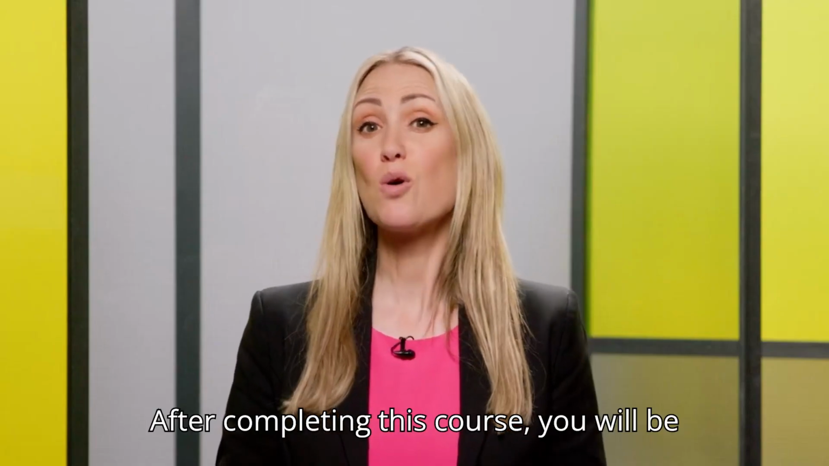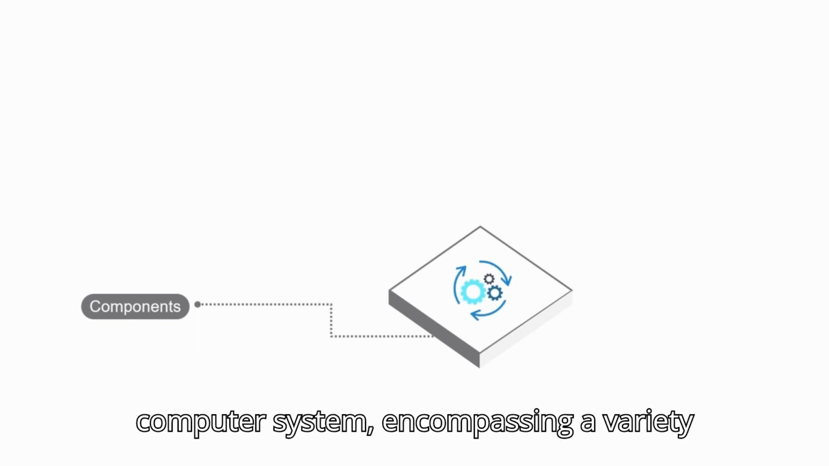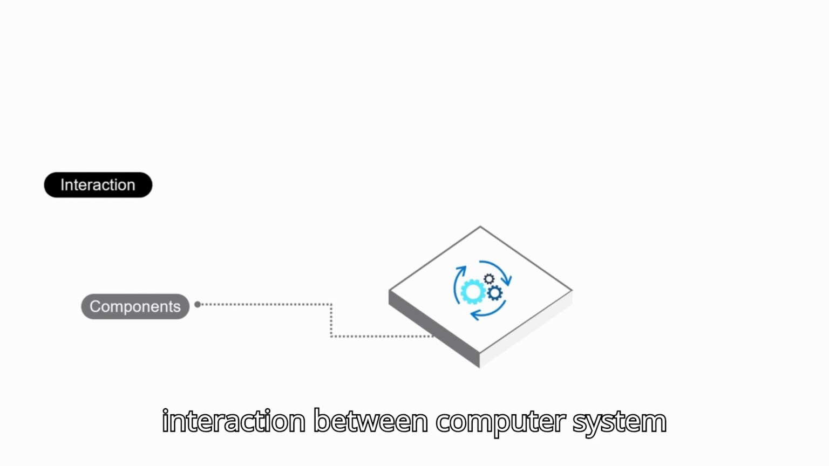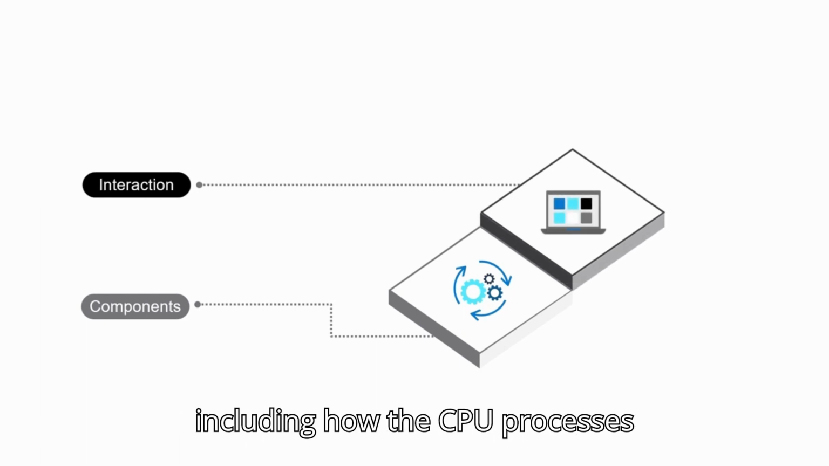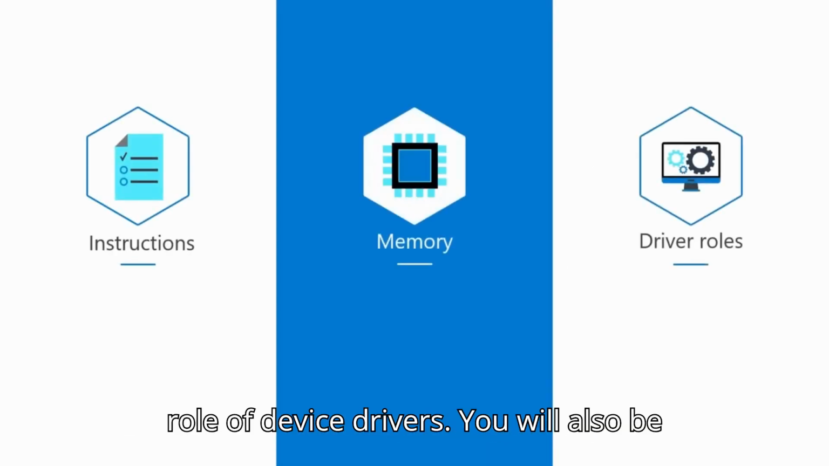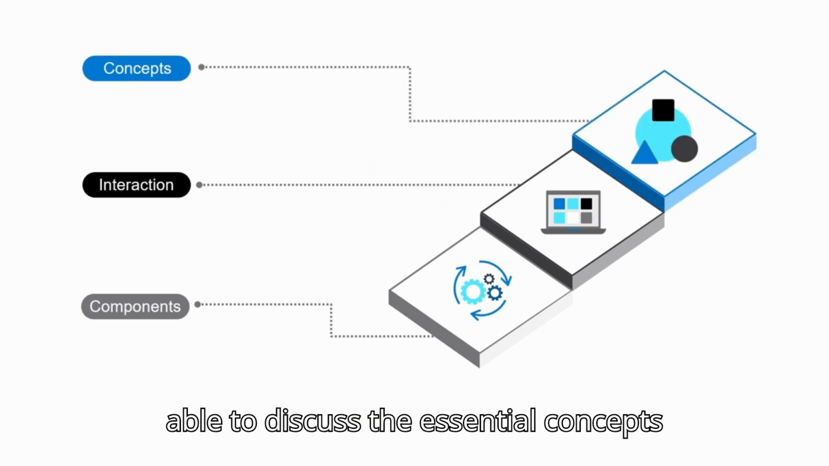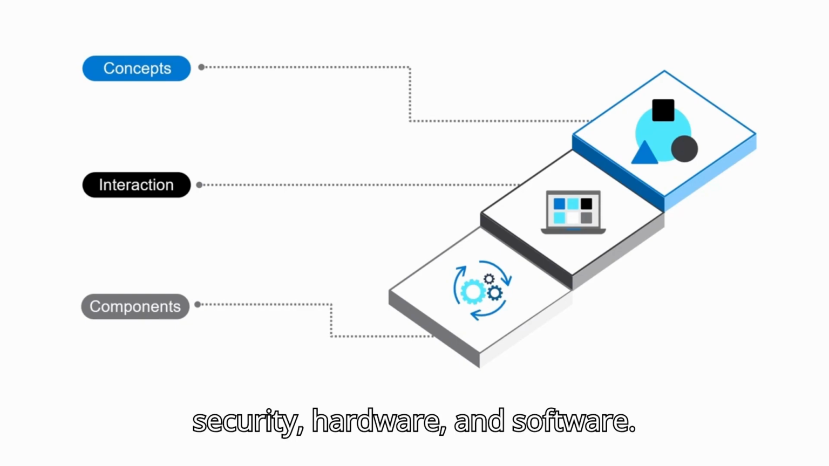After completing this course, you will be able to identify the key components of a computer system encompassing a variety of hardware elements, describe the interaction between computer system components and the operating system, including how the CPU processes instructions, memory management, and the role of device drivers. You will also be able to discuss the essential concepts that define the relationship between security, hardware, and software.